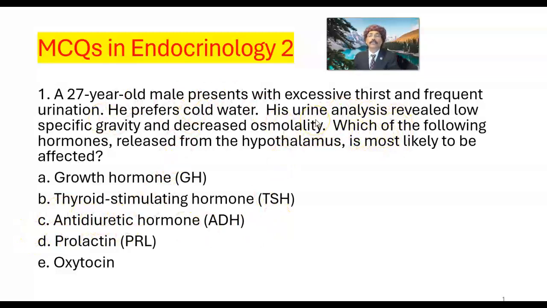So urine is not concentrated. It has decreased osmolality, low specific gravity. What is the hormone that is formed in the hypothalamus from the supraoptic nucleus, and that is affected, that will be decreased. Answer should be the anti-diuretic hormone. C is the answer, anti-diuretic hormone.